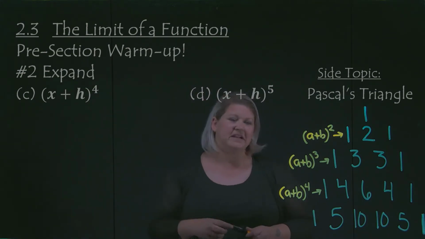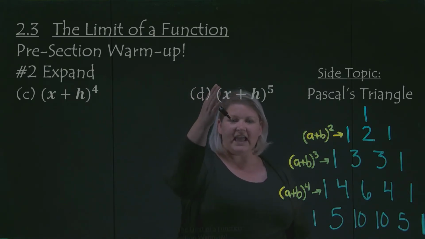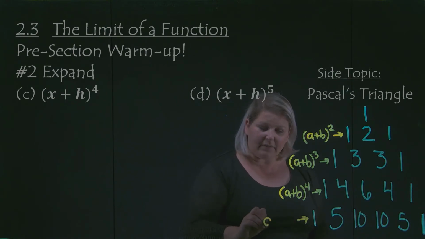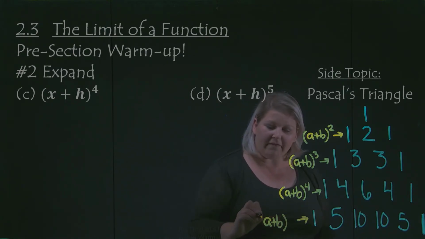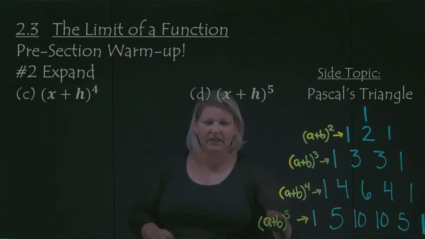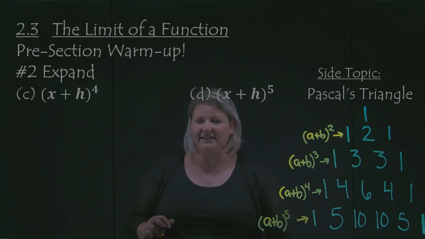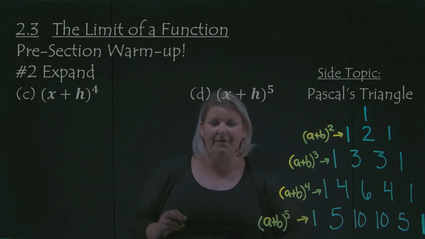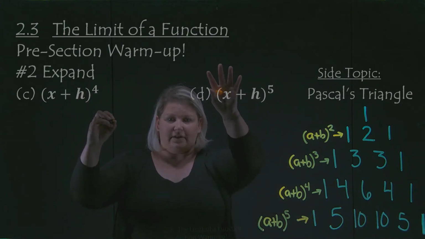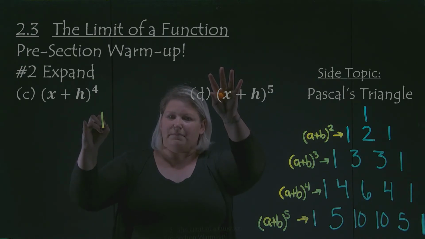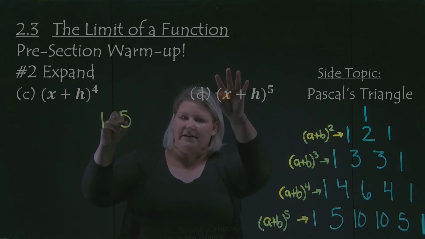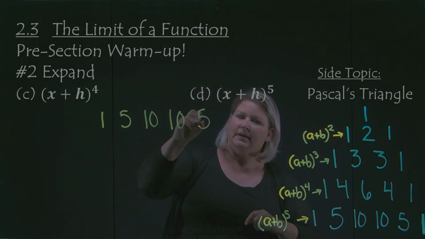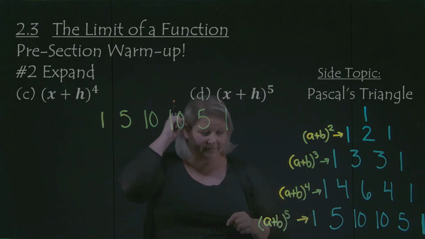Okay, for this next problem, I needed to give myself a little bit of room, but I've got x plus h to the 5th power. And so again, I'm going to use my 5th row of Pascal's triangle in order to multiply this out. So I'm going to write down the numbers from the 5th row of Pascal's triangle for letter D here. I need some space though, so I'm going to move over a little bit. So 1, 5, 10, 10, 5, and 1.